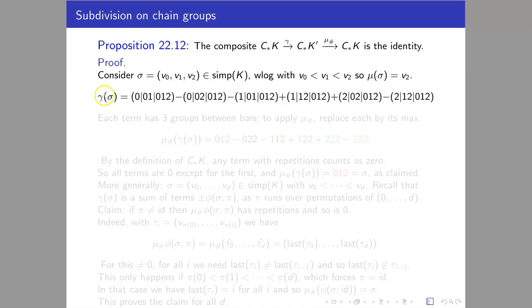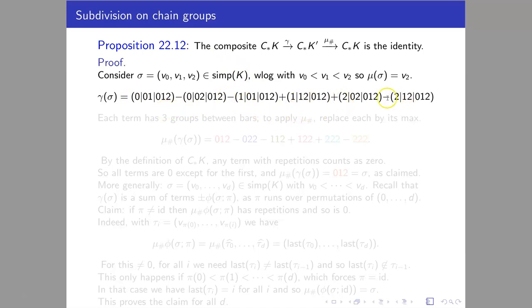So gamma sigma, we had this before, and what we have to do is take a sum over all possible permutations of 0, 1, 2. And this is what we get for the identity permutation. We introduce the 0 first, then the 1, then the 2. That gives 0 bar 0, 1 bar 0, 1, 2. So that's an element of C2k prime.